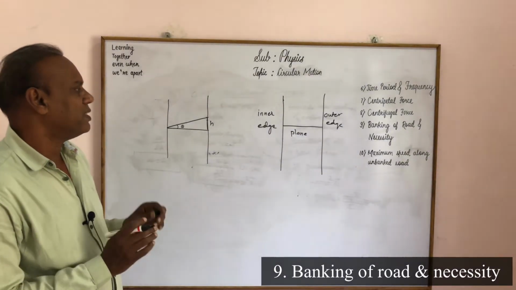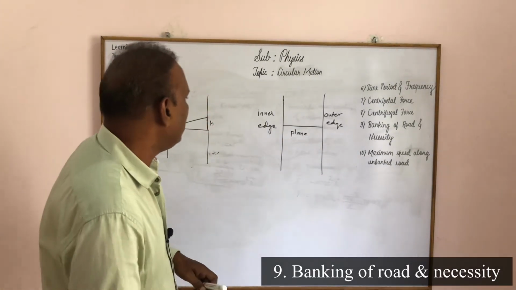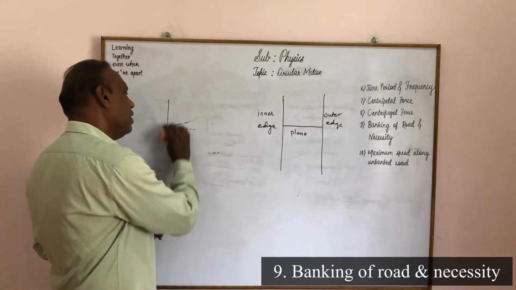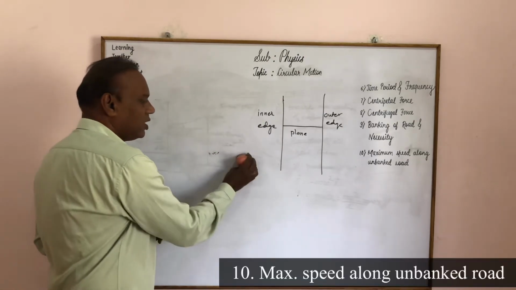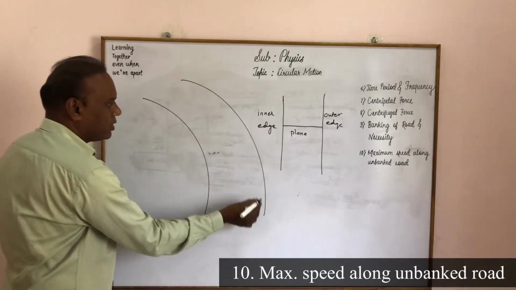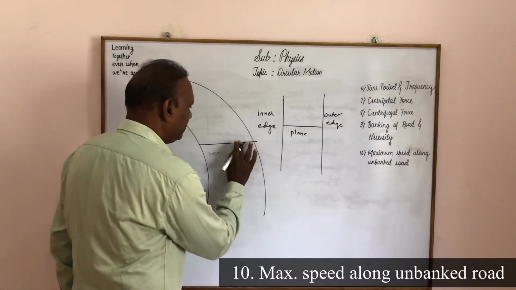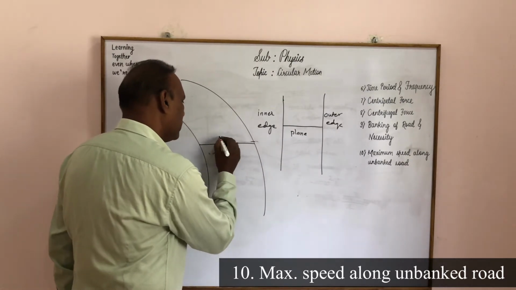So why is there a necessity to bank the road? Suppose a vehicle is moving along a horizontal curved road. Suppose this is a horizontal curved road and the vehicle is moving along such a road.